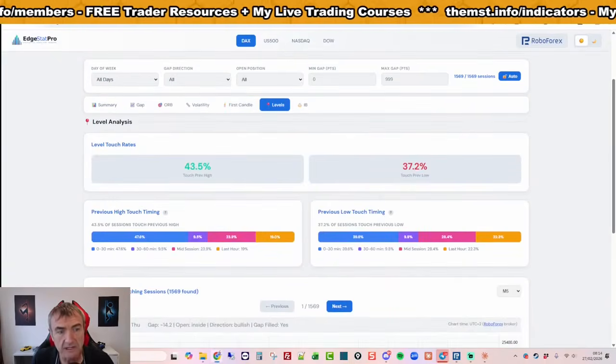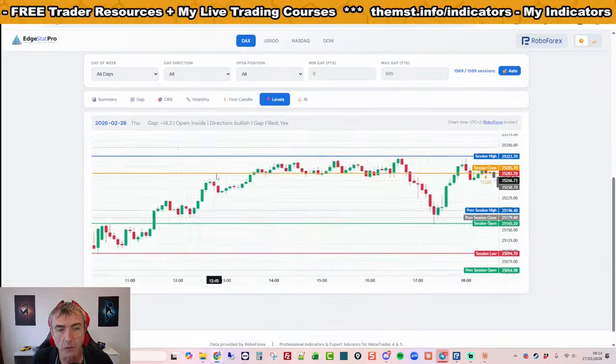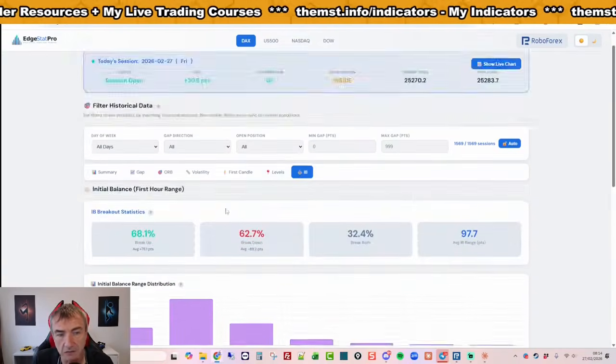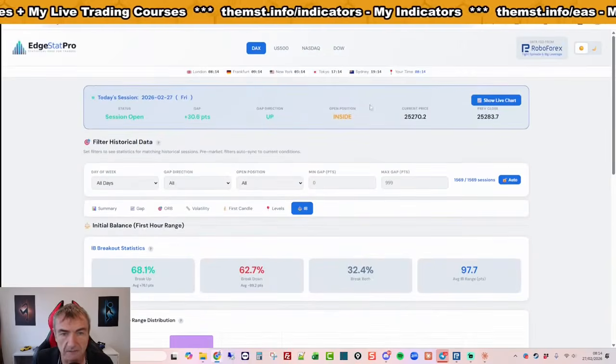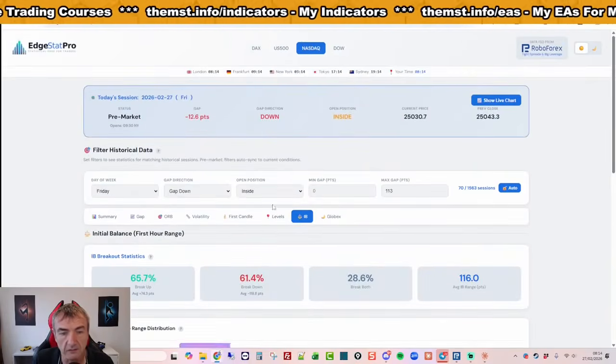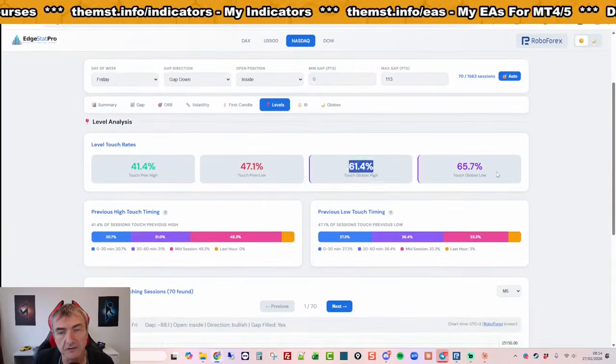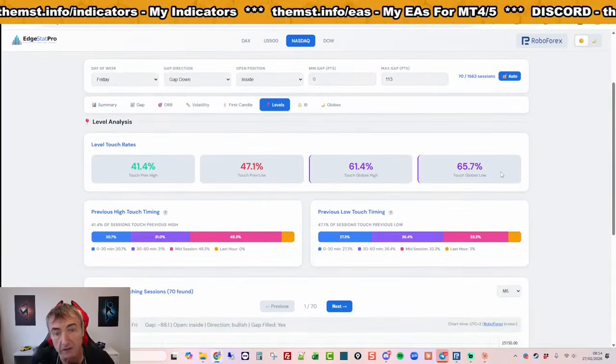It looks at levels, how often levels are touched. It looks at when they're touched, and it looks at the initial balance plays, usual stuff. And if you're looking at these as well, it will also look at the Globex sessions as well. So it'll look at how often we hit Globex highs and lows.